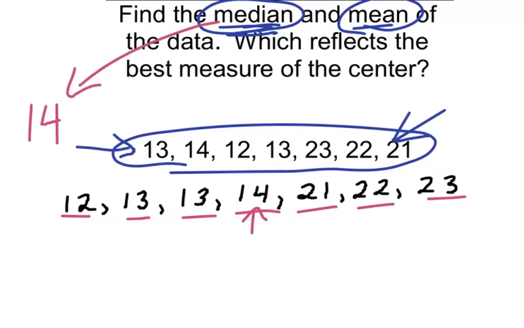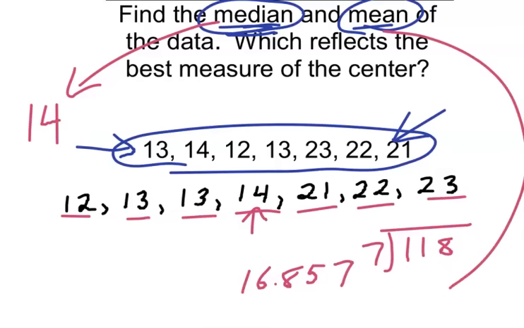So now we have to find the mean, which means we're going to add up all the digits first and then divide by however many numbers are in the data set. And we know there's 1, 2, 3, 4, 5, 6, 7. So we're going to add them all up and divide by 7. When we add up all these numbers, we get 118. And there are 7 numbers in the data set. So we take 118 divided by 7, and that equals 16.857. And that is the mean.